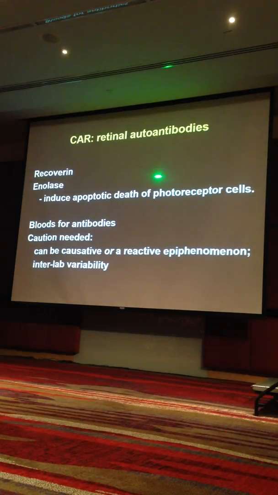We know that there are antiretinal antibodies, recoverin, enolase. Recoverin's global, enolase tends to go for the cones, and they induce apoptosis. And you need to be cautious if you do bloods for antiretinal antibodies, even if you get them as positive, there is an association. You don't know whether they're causative or whether it's a reactive epiphenomenon to what's going on in the retina. So you need to treat the investigation with caution.